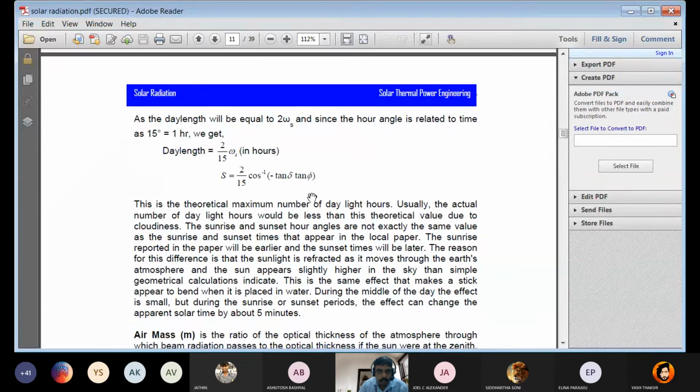Right. Derivation is not needed for you. You only understand the equation. So this is the theoretical maximum number of daylight hours. Usually the actual number of daylight hours would be less than this theoretical value. So this is the theoretical maximum. By this expression we are getting the maximum availability, and the actual will be less than this theoretical maximum due to various reasons like cloudiness. All these things are there.